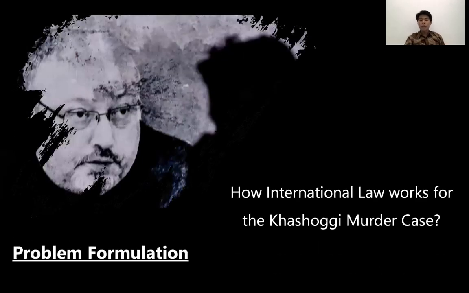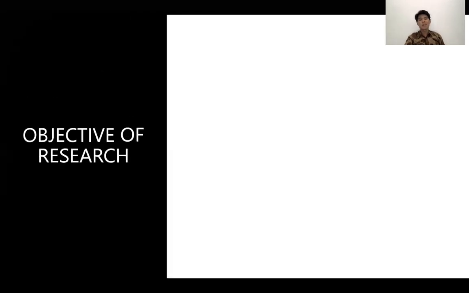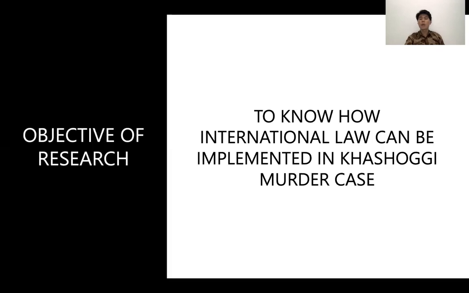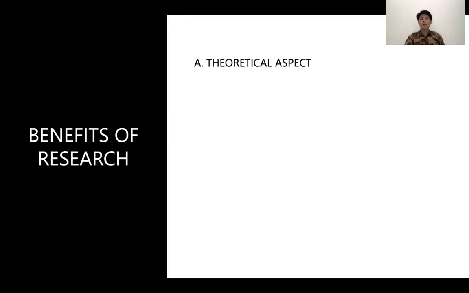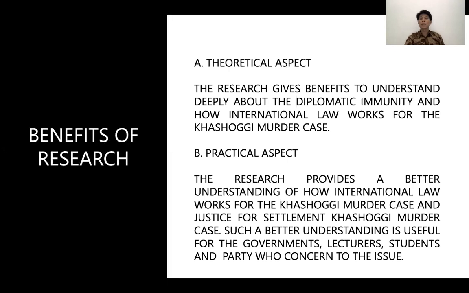The problem formulation: how does international law work for the Khashoggi murder case? The research objective is to know how international law can be implemented in the Khashoggi murder case. And the benefit of the research: for the theoretical aspect, this research gives benefits to understand deeply how international law works for the Khashoggi murder case. And for the practical aspect, this research provides a better understanding of how international law works for the Khashoggi case and justice for the settlement. Such a better understanding is useful for governments, lecturers, students, and parties who are concerned with this issue.